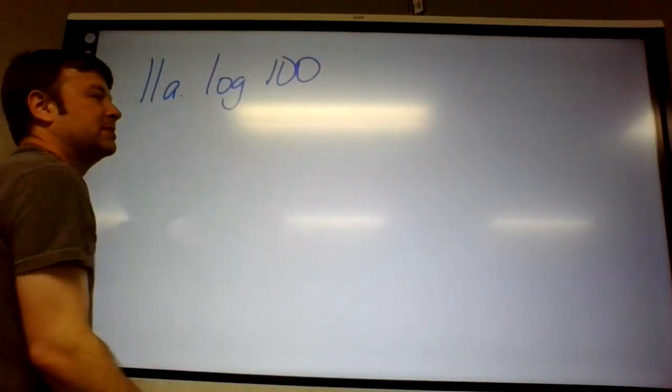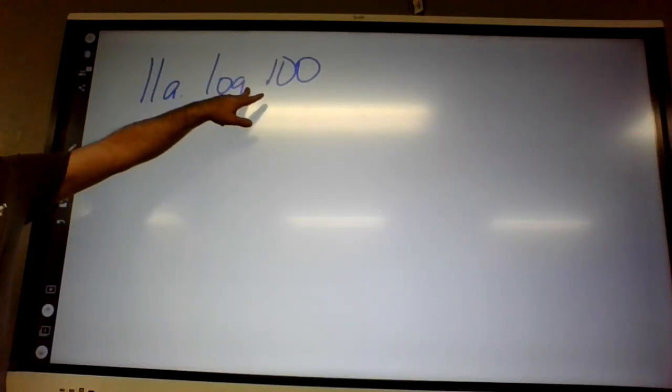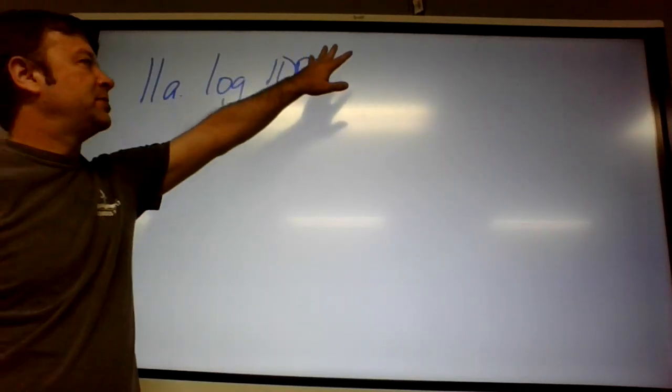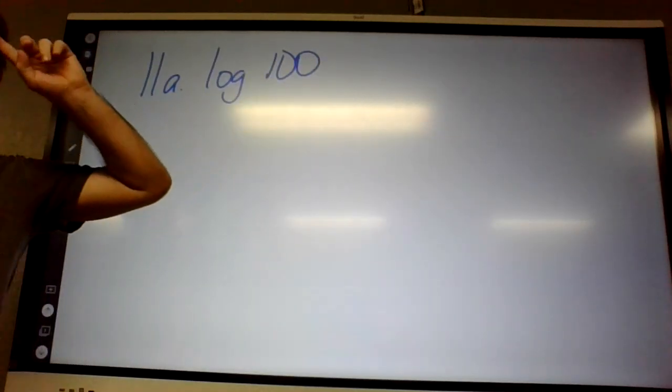All right, on 11, they want us to not use a calculator. No problem, right? Okay. So right here, what's the base, guys? 10. So this means 10 to the what equals 100? 10 to the what power is 100?